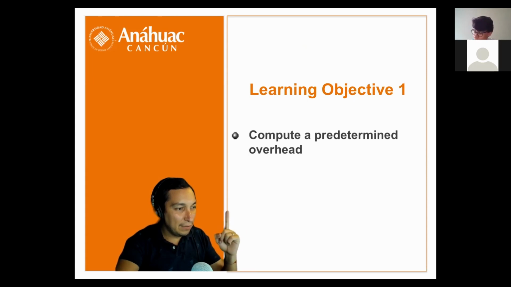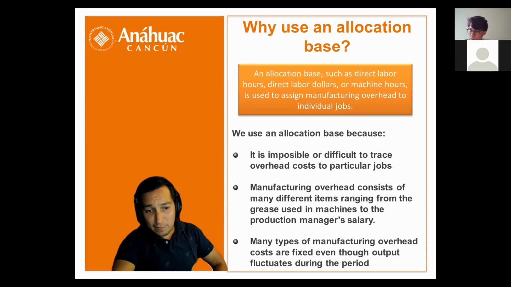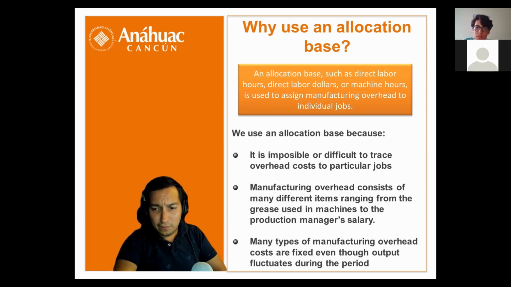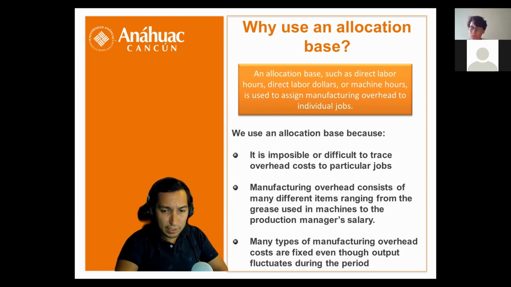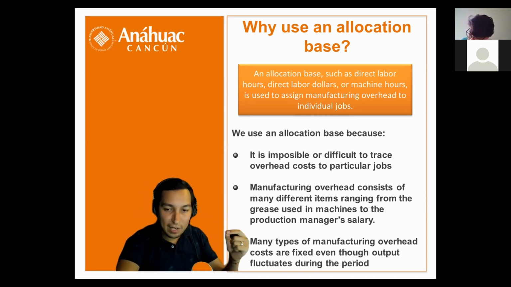The first thing we need to do is compute the predetermined overhead rate, and we need to talk a bit about how that works with MOH. Well, first let's talk about allocation base. An allocation base, like direct labor hours, labor dollars, or machine hours, is what we're going to use to assign MOH to each of our jobs.